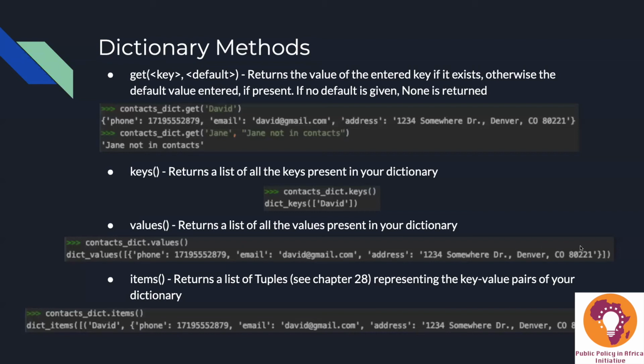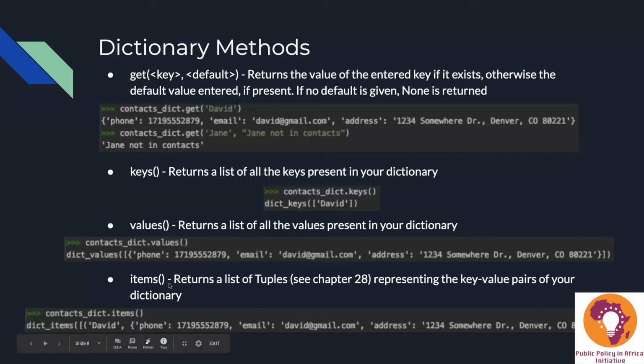If I had more key value pairs, then when I called keys, I would see a comma here and then the next key within these square brackets. And in this case I would have a comma and then another dictionary here showing the contact details of a second person in the dictionary.